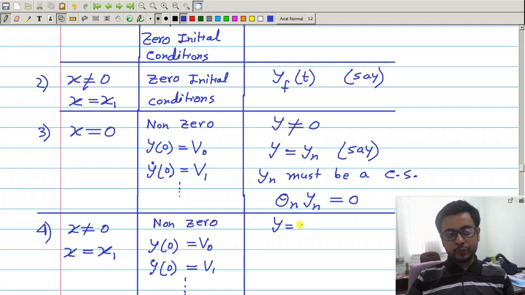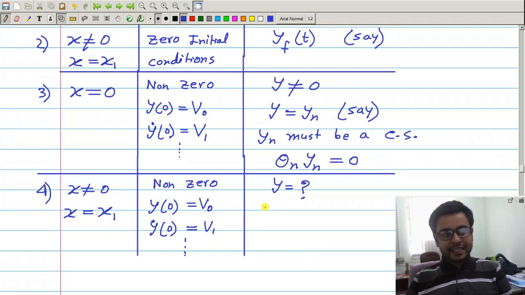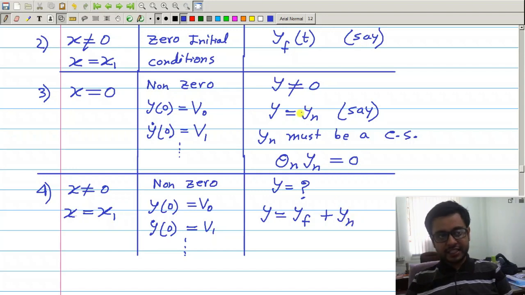Now what will be the output? You can easily see that in this case output y will be equal to yf plus yn, where yf is this output when the input was non-zero but initial conditions 0, and yn is this output which we got with 0 input but non-zero initial conditions.